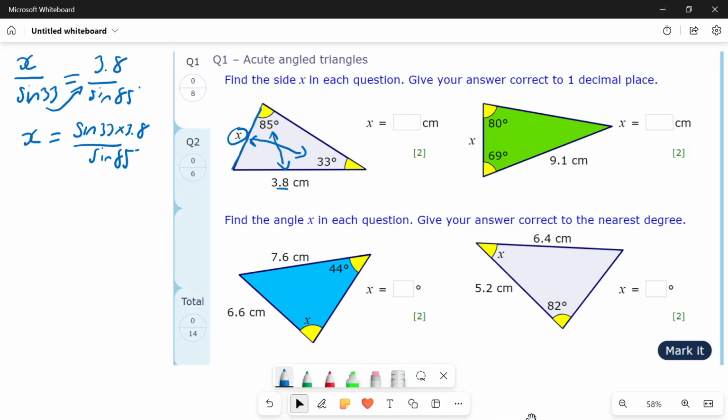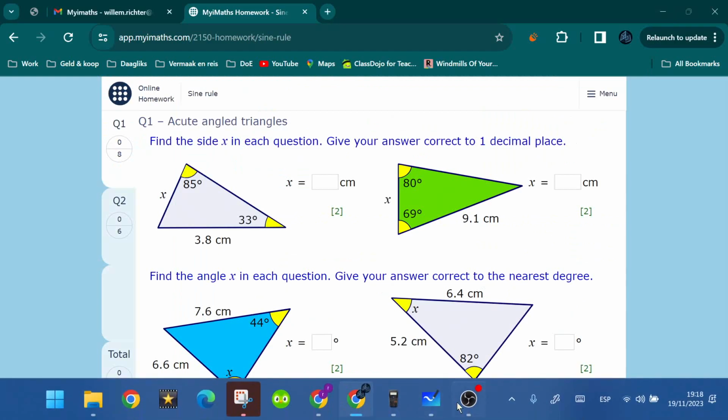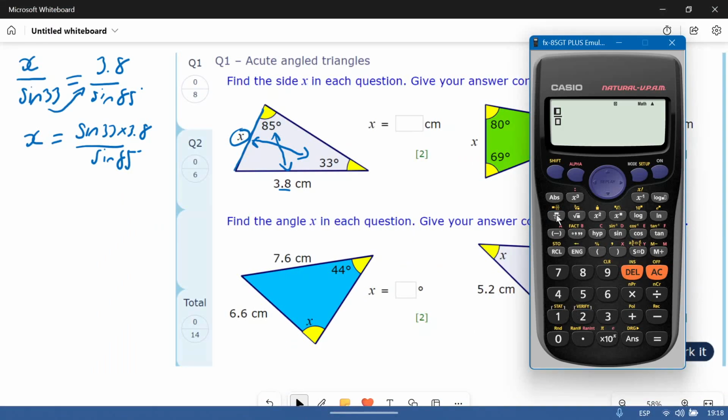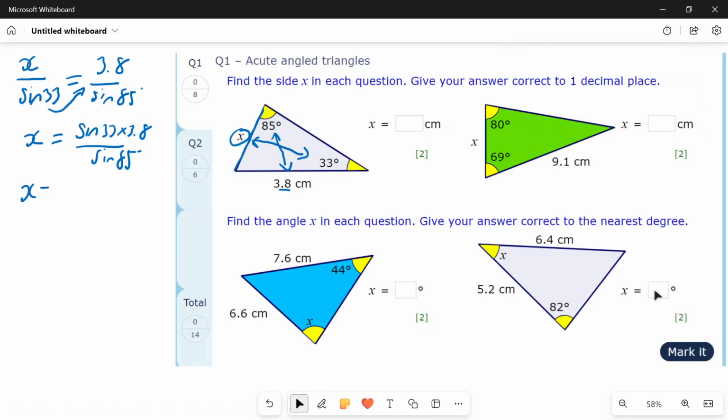Okay, I just need to find my calculator. Oh, there it is. Okay. So it's going to be sin 33 times 3.8 over sin 85, and then we got the answer 2.0775. Rounded to one decimal place, cut it off there, that will be 2.1.